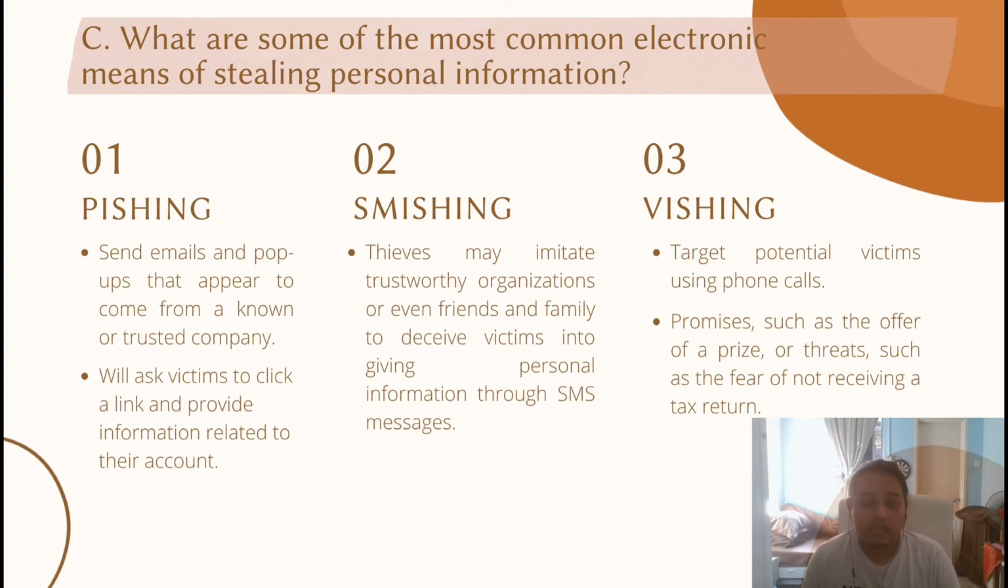And the third one is vishing. Thieves can also target potential victims using phone calls, often known as vishing. Promises such as the offer of a prize or threats such as the fear of not receiving a tax return are commonly used by phone thieves to persuade victims to provide personal information. For example, the thief will call the victim saying that they are from their bank or another institution and inform them that there is a problem with their account or credit card.